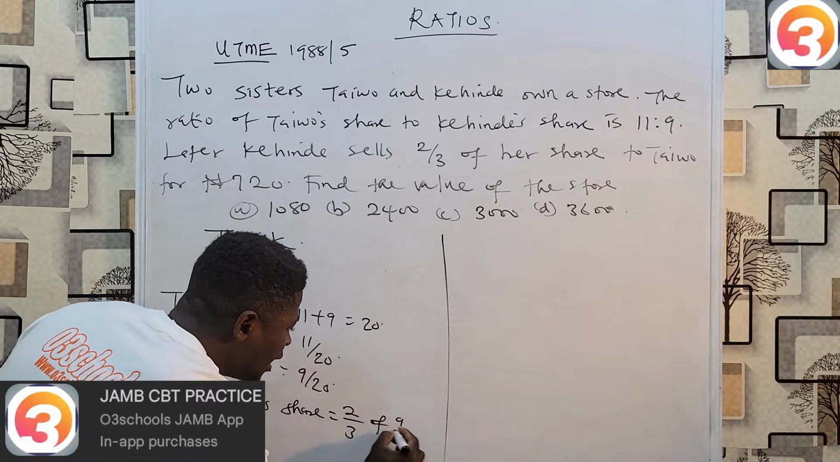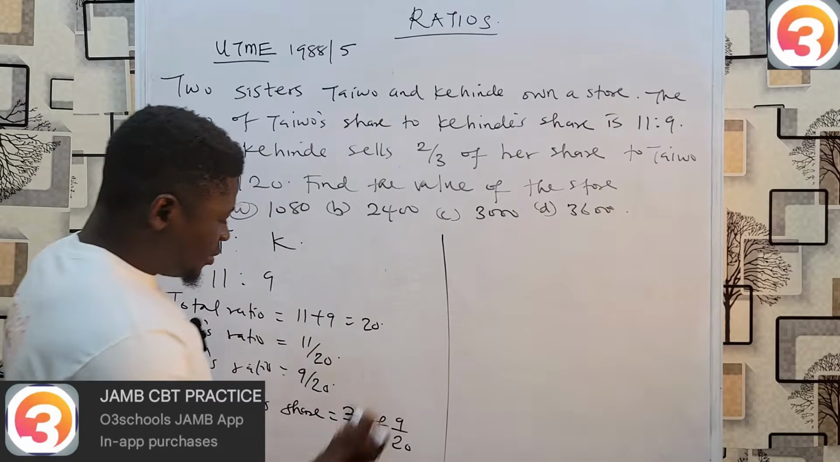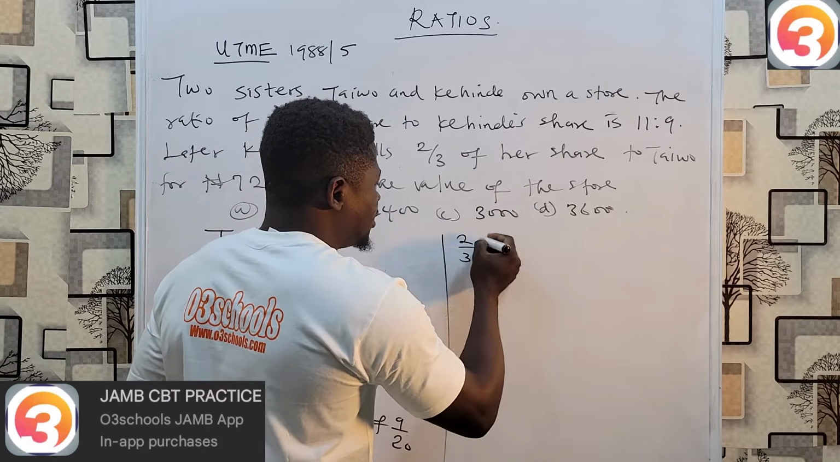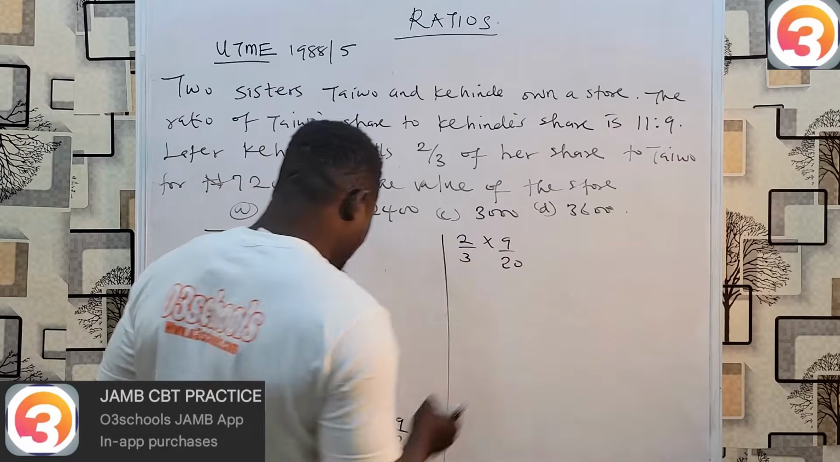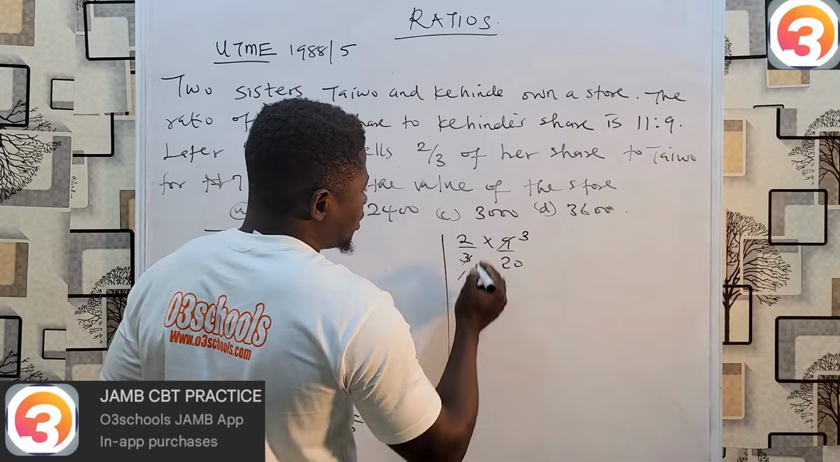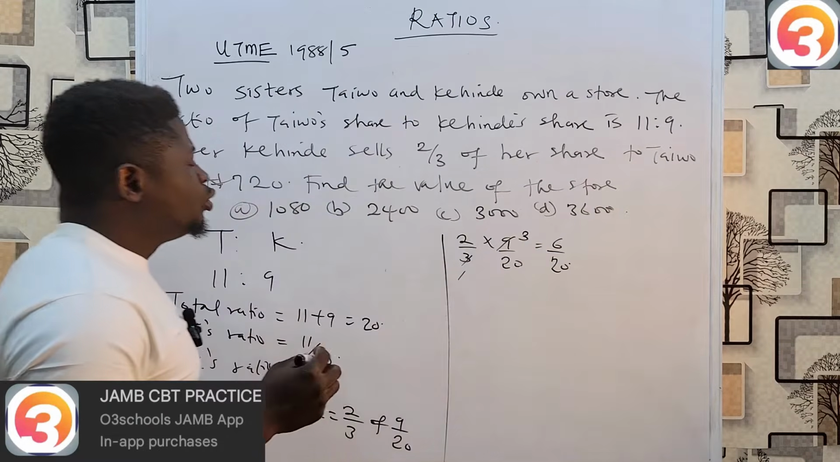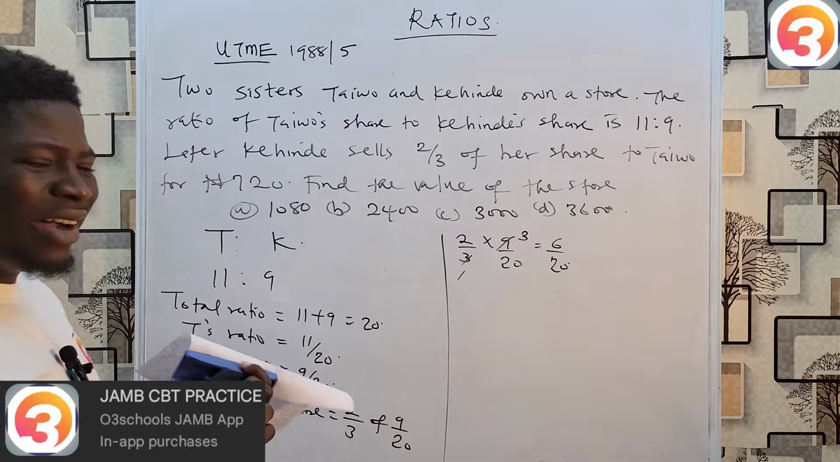2/3 of Kende's share will be 2/3 of 9/20. Now, 2/3 times 9/20, of means multiplication. So 3 here 1, 3 here 3. 2 times 3 is 6, so we get 6/20.